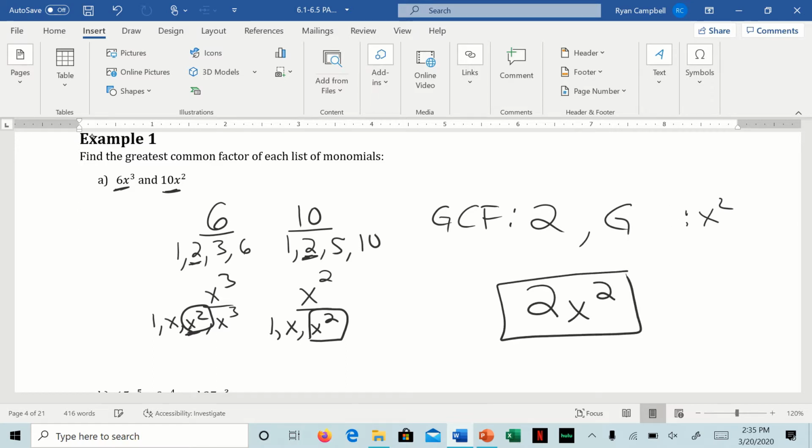That is the greatest common factor of the entire monomials, 2x squared. And if you notice, just like we said earlier in the definition, right? For the variable, it ends up being the smallest exponent, right? 2 is smaller than 3, so it's x squared.